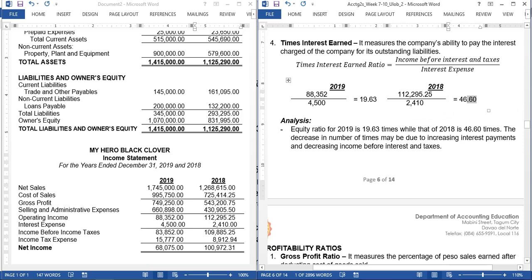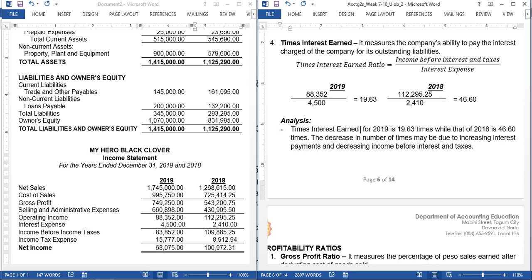So, it means to say, yun nga, 19.60 times that the company will be able to pay its interests coming from the income. Yun nga, 19.60 times kaya bayaran sa company ang interests. Okay, based sa income pa lang daan. This is not equity ratio, this is times interest earned. Okay, times interests earned ratio.